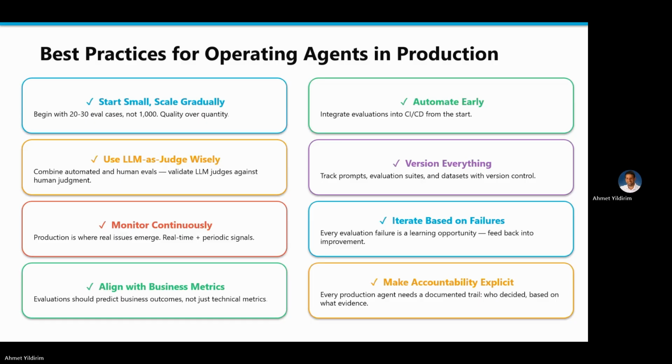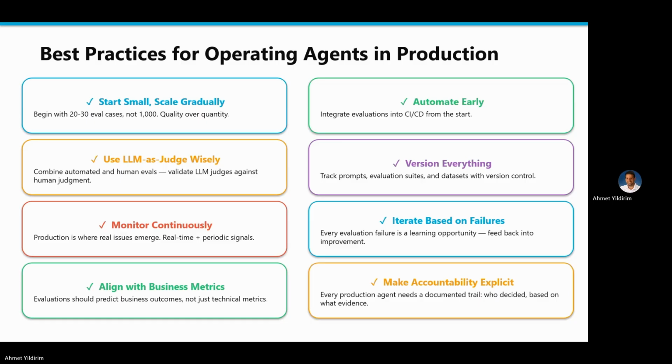So the next one is iterate based on failure. Every eval failure is a learning opportunity. So don't just fix the symptom, feed that failure case back into your suite so the same regression can never ship again. Your eval set should grow with every incident.